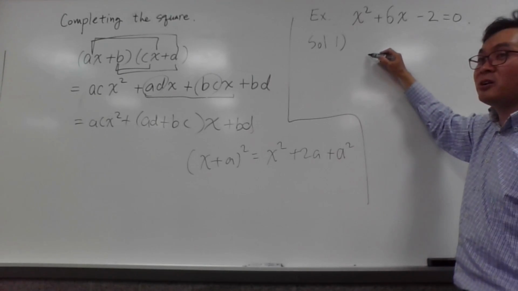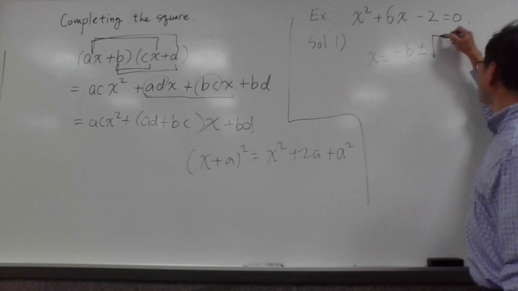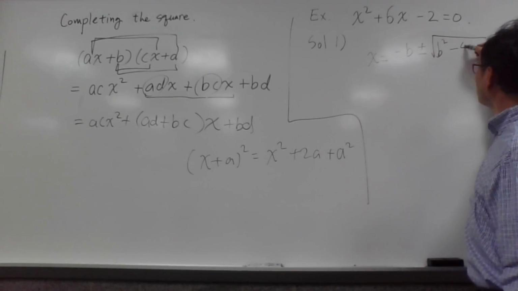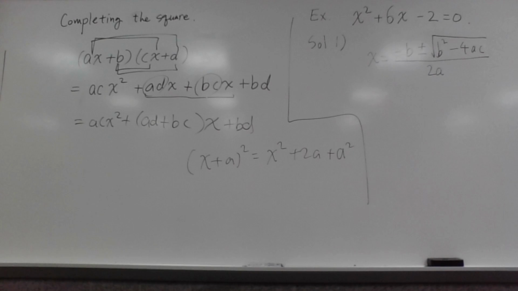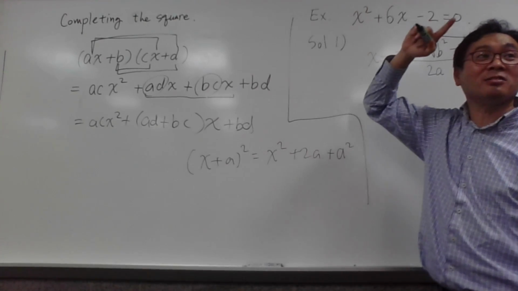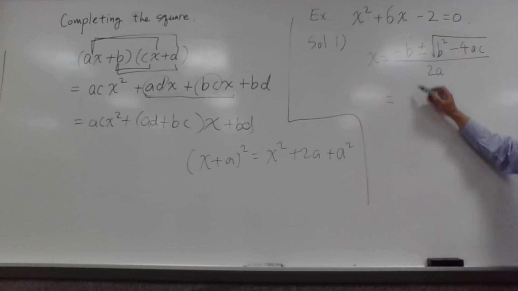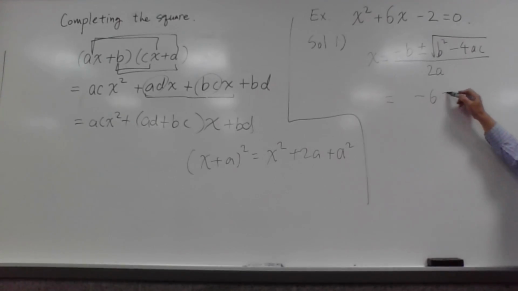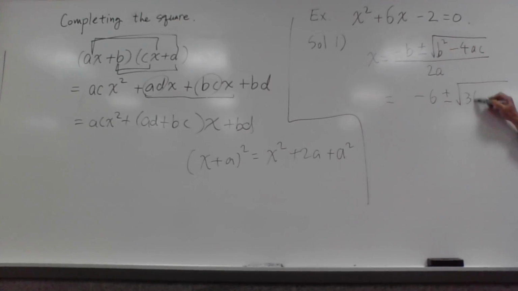Can you sing the quadratic formula? x equals negative b plus or minus the square root of b squared minus 4ac, all over 2a. Very good. And what is a? a is the coefficient of x squared, which is 1. b is 6, c is negative 2. Very good. So you're going to write down negative b, which is negative 6, plus or minus the square root of 6 squared. What's 6 squared? 36. Minus 4 times a, which is 1, times c, which is negative 2.